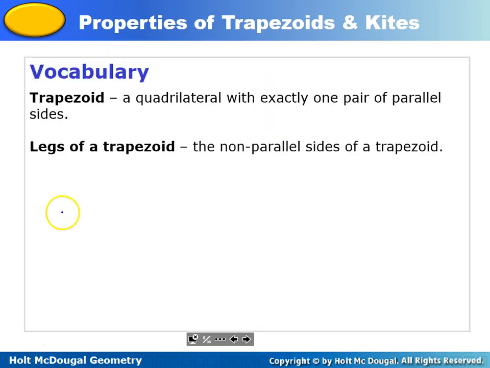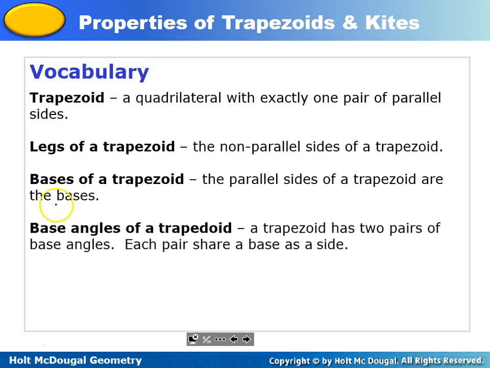So this is our vocab. We're going to talk through each of these. A trapezoid is a quadrilateral with exactly one pair of parallel sides. The legs of a trapezoid are the non-parallel sides of the trapezoid. The bases are the parallel sides. And the base angles are at either end of the bases.